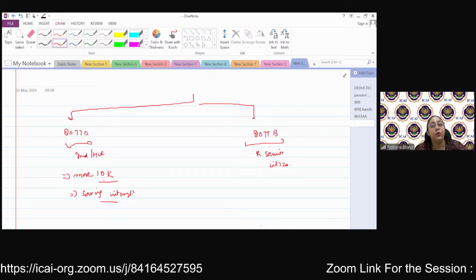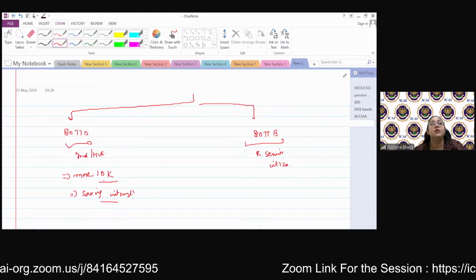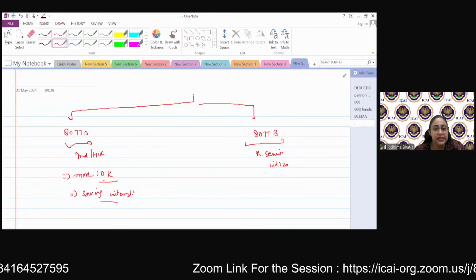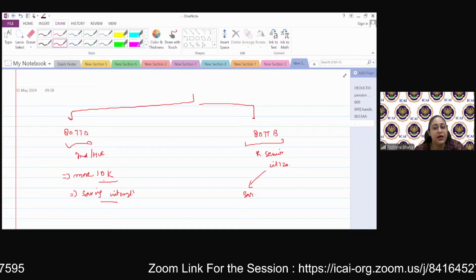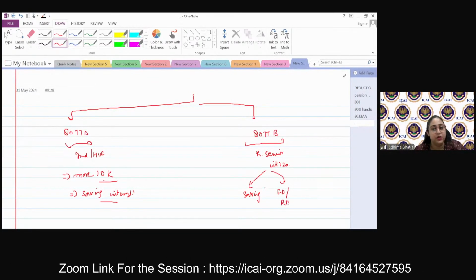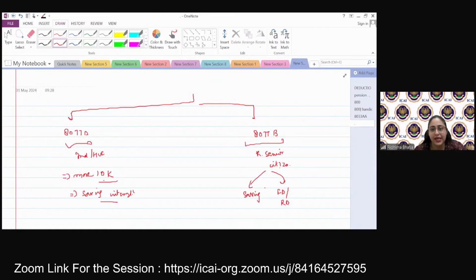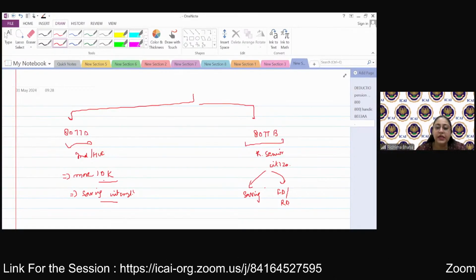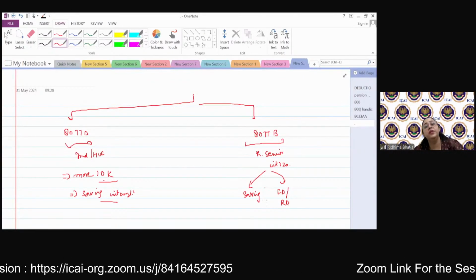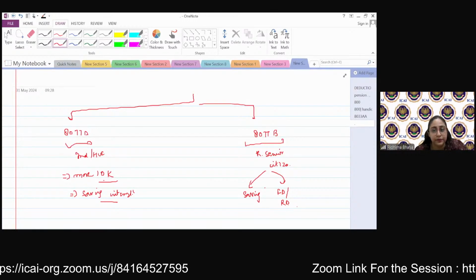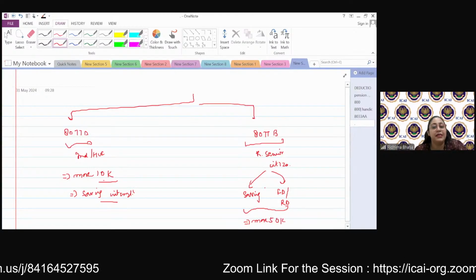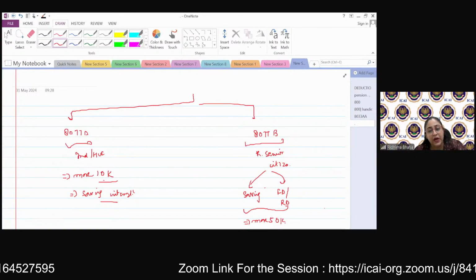Now, for 80TTB, there is a better facility. Why? Because the government thinks that a senior citizen has a major income coming from interest, whether it is savings interest, that is your demand deposit interest, or your time deposit interest in the form of FD or recurring deposits. So the interest a resident senior citizen gets is taxed under other sources, definitely. But here the benefit is not only for savings interest, the benefit is for FD interest and recurring deposit interest also. And the maximum deduction which is allowed here is 50,000.